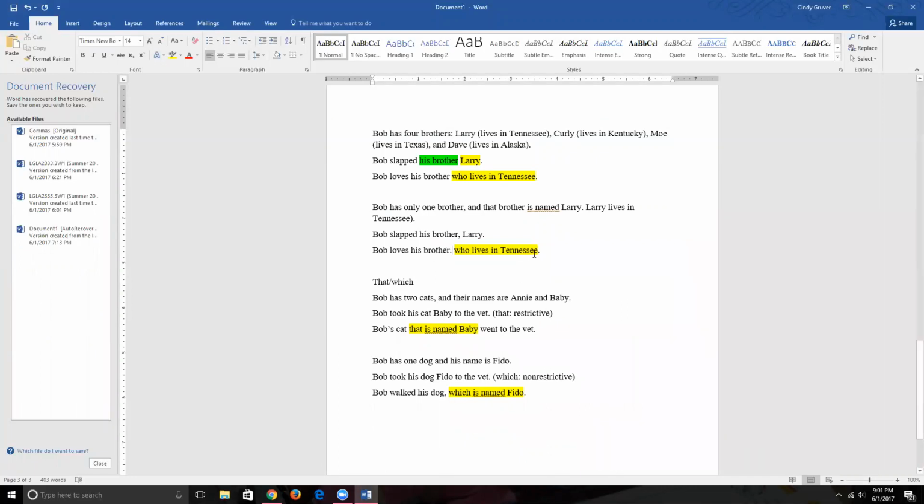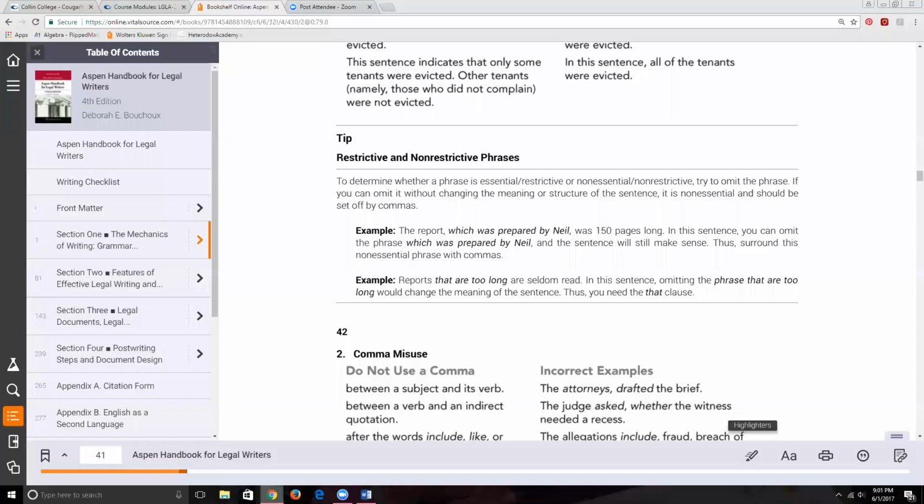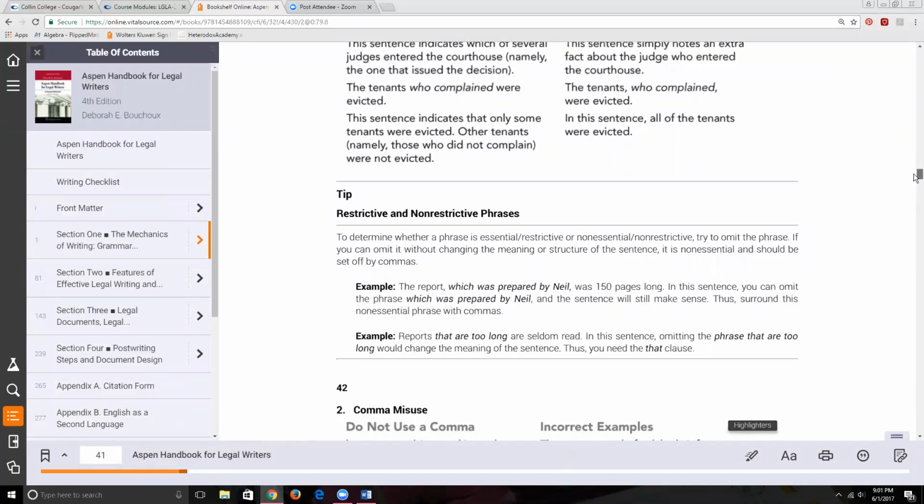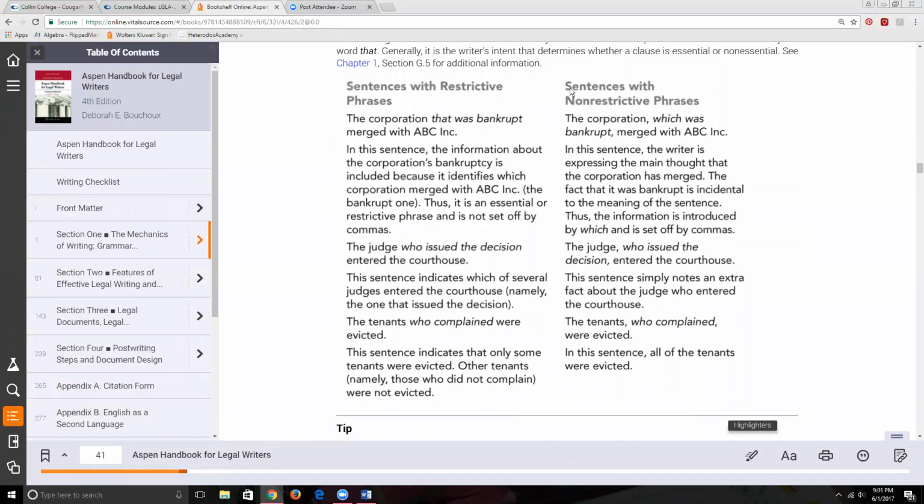And again, if this weren't at the end of the sentence, we'd put a comma after Tennessee. It's a nice to know fact, but it doesn't fundamentally change our data point. Okay, so here is a little bit more information, or more examples about this. Let's just go through these for a second.